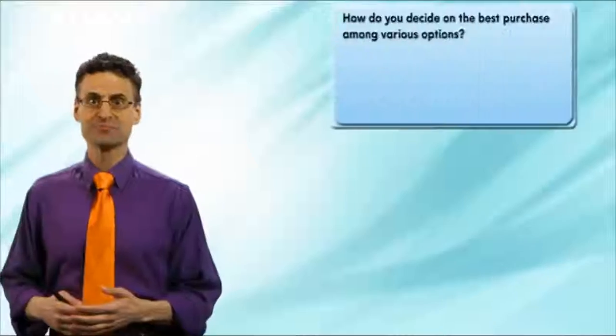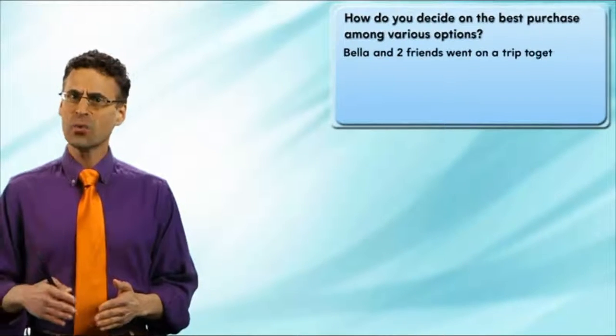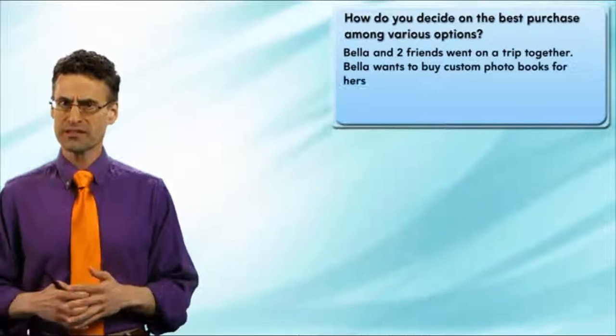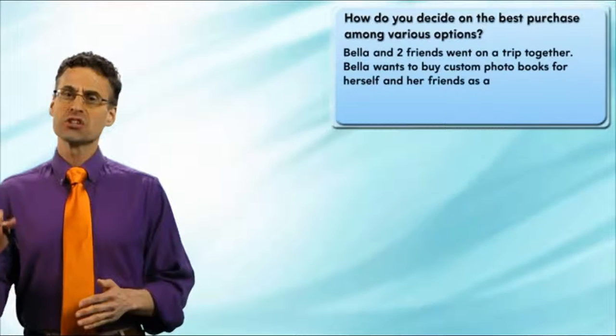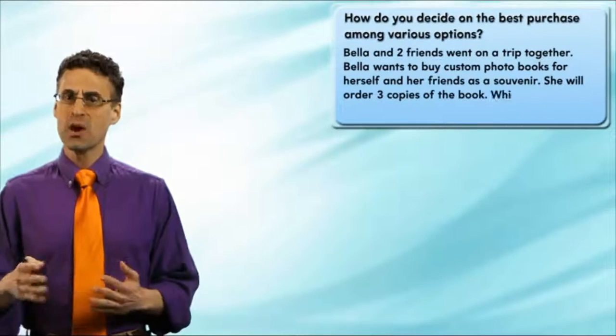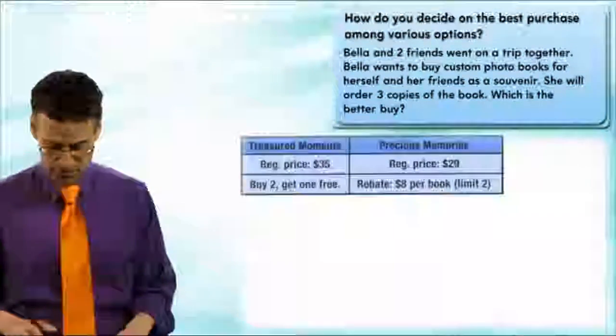Awesome. Here we go. Bella and 2 friends went on a trip together. Bella wants to buy custom photo books for herself and her friends as a souvenir. She'll order 3 copies of the book. The question is, which is the better buy? So let's check it out. There are 2 places she can get those books made.